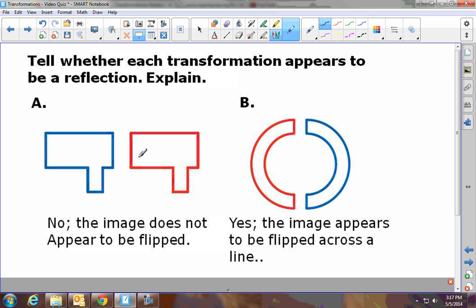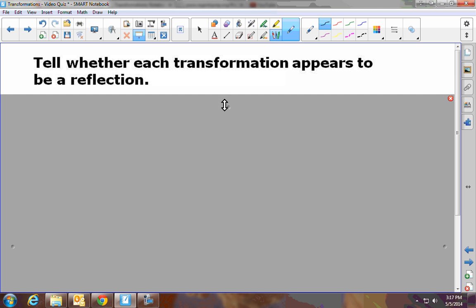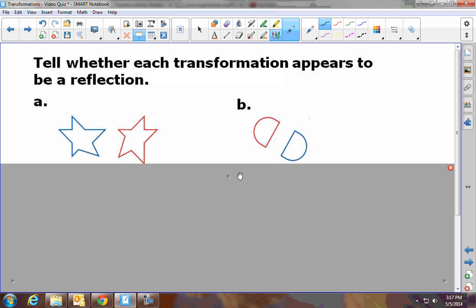This is not a flipped image. It's actually just a translation. It's a slide. But this over here is a reflection. It is the same image, just flipped across the line. Same thing here. Which one is a reflection? Whoops, I already revealed the answers. But you can see that this is a reflection, but this one over here is not.